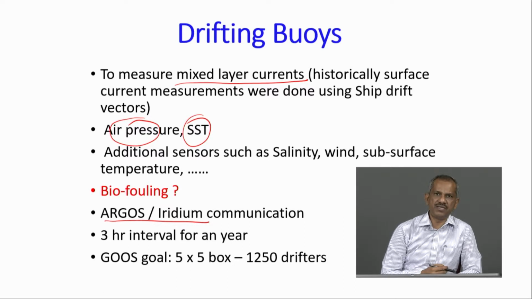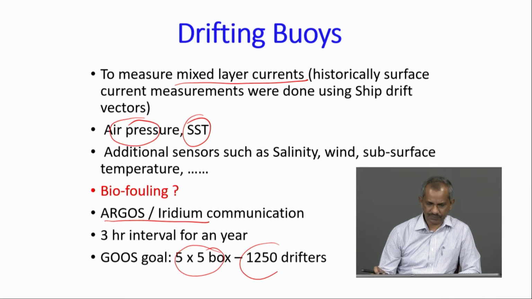This is monitored by the Global Ocean Observing System, and the mandatory requirement for the entire global ocean is about 1250 drifters. In order to resolve the entire global ocean, it is roughly a 5 degree by 5 degree box, roughly 500 kilometer by 500 kilometer. One drifter is necessary to resolve each box.